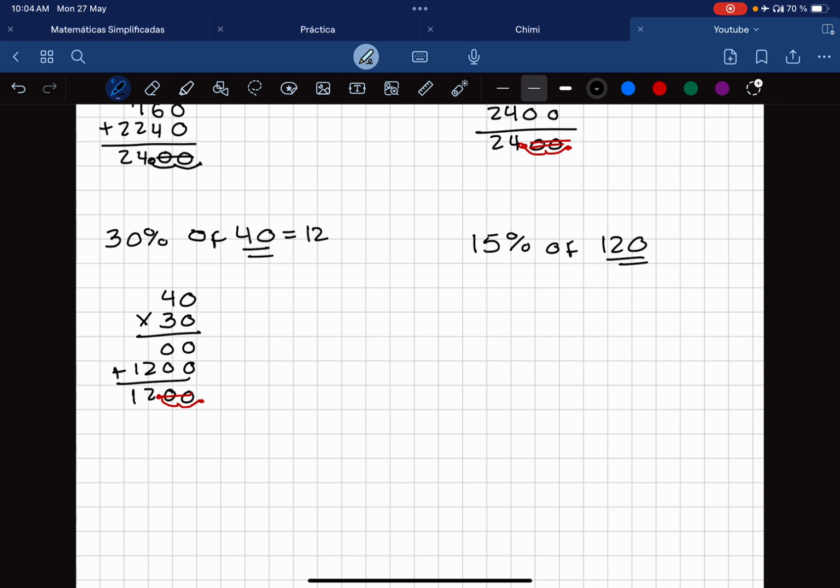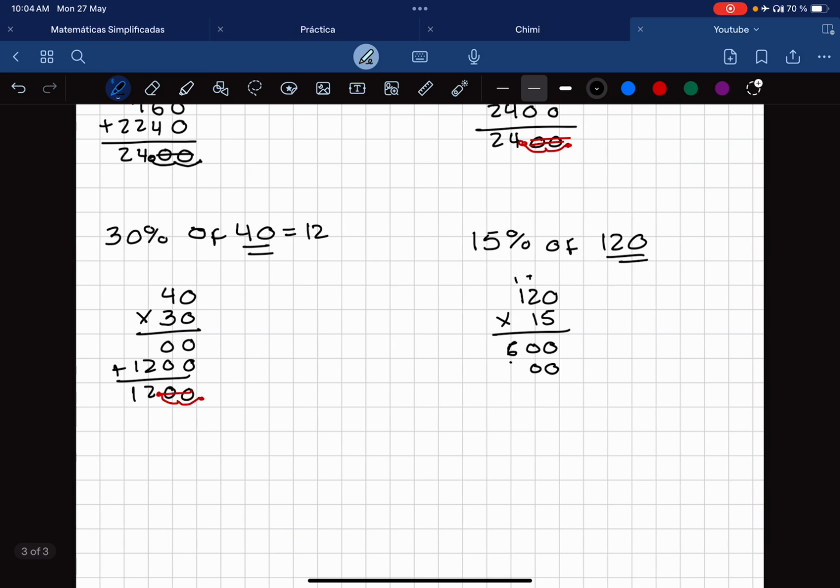So my quantity is 120. I multiply it times 15. 5 times 0, 0. 5 times 2, 10. 5 times 1, 5, plus 1, 6. And now magical 0. 1 times 0, 0. 1 times 2, 2. 1 times 1, 1. Now I add, and we have 0, 0, 6 plus 2, 8, and 1.